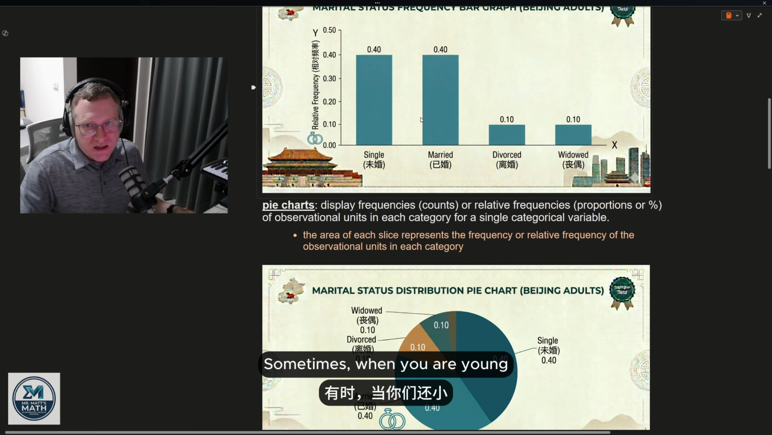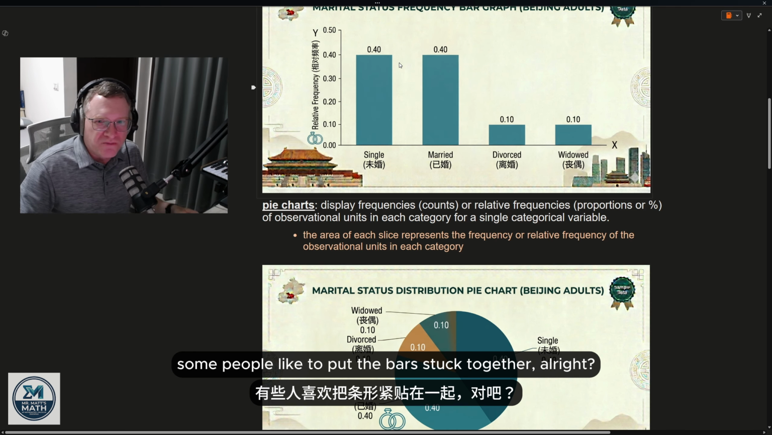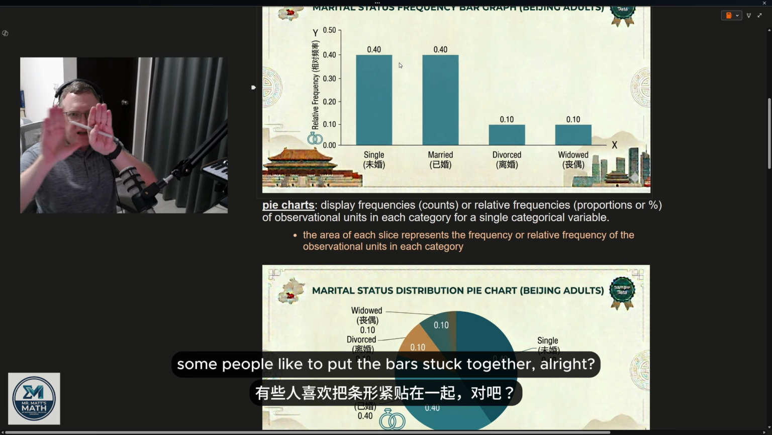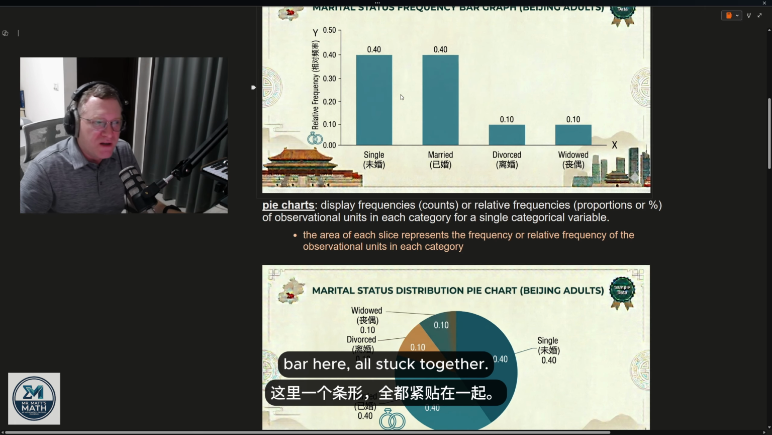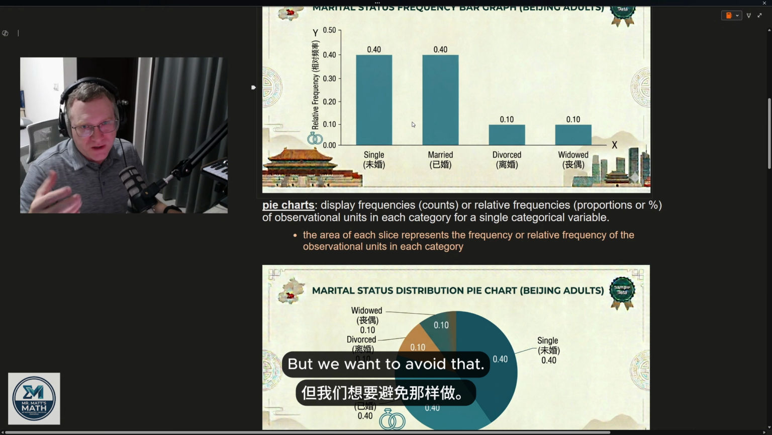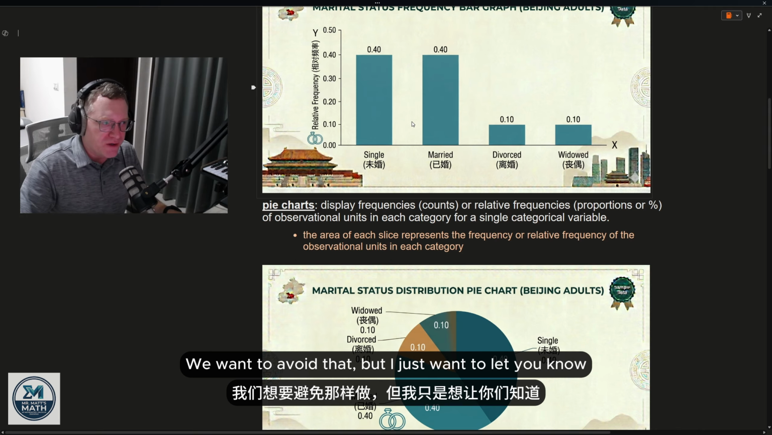Sometimes when you are young and you are learning how to make bar graphs, some people like to put the bars stuck together, all right? Bar here, bar here, bar here, all stuck together. But we want to avoid that. And you'll find out why a little bit later we want to avoid that.